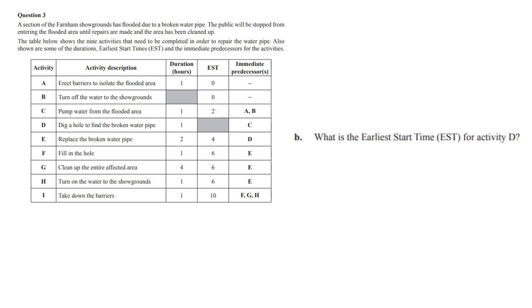Okay, now we need to know what is the EST for activity D. D needs C. Now C starts at 2 and takes 1, so it's going to be 3 in there. We had a 2 there. There you go. Our answer is 3, and don't forget to say hours. So you want to say 3 hours.